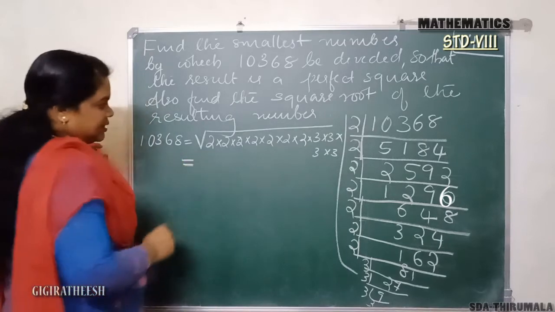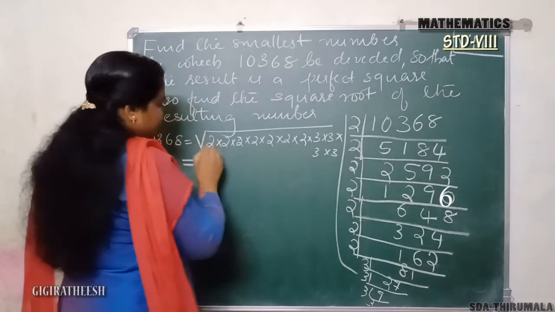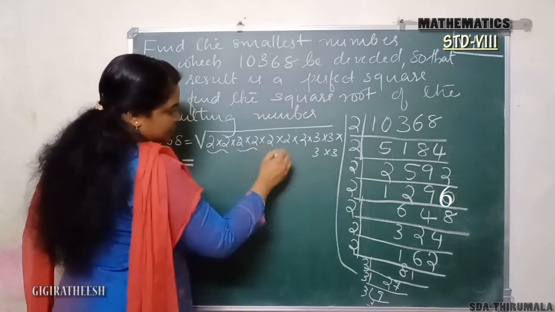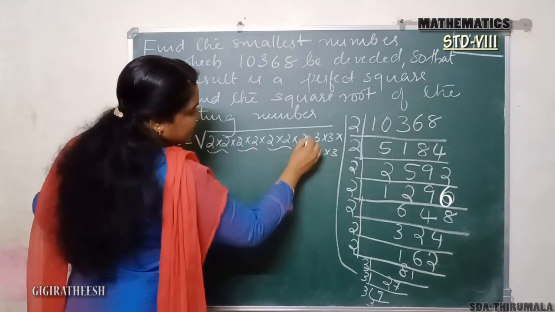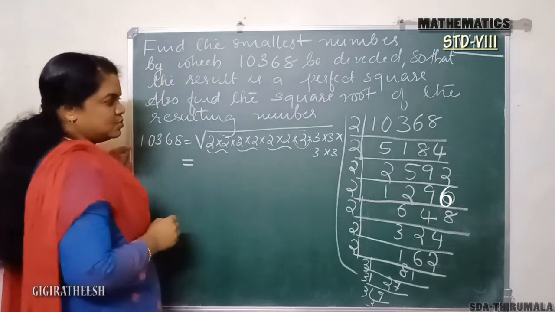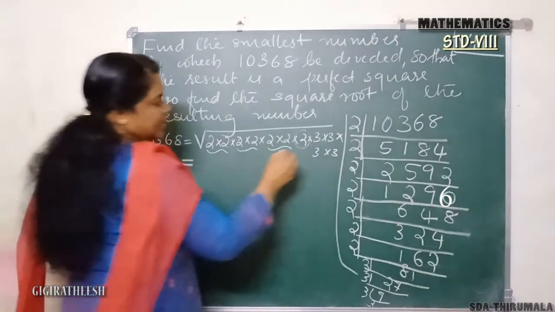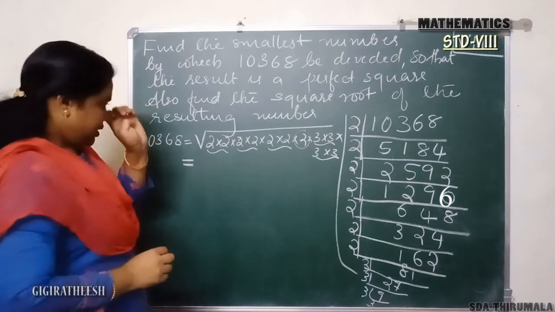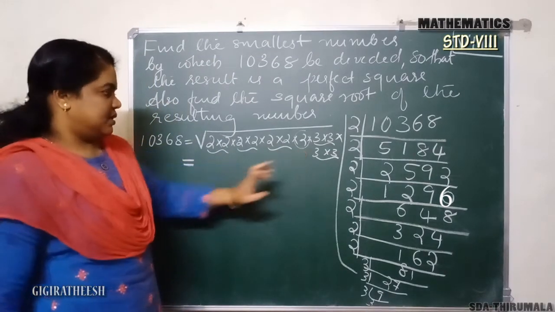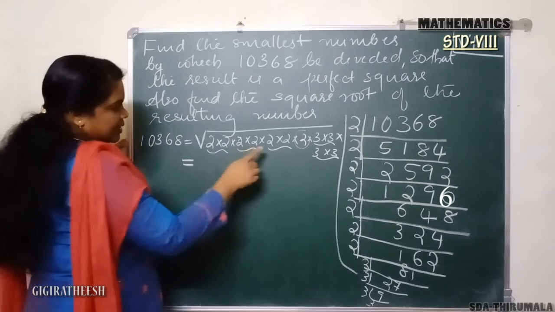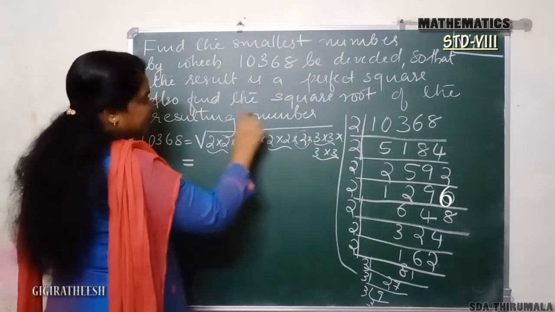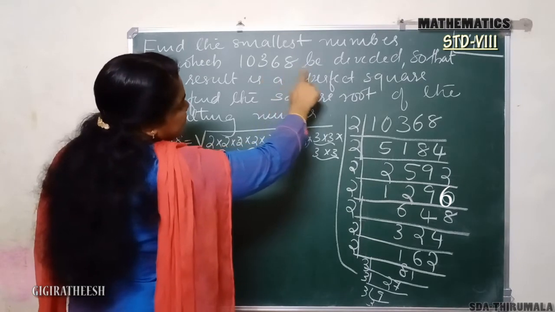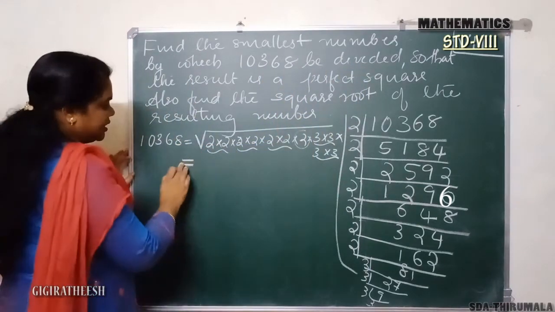10,368, and after that, by grouping, these two twos, and then these twos, and here there is a 2 left. And then after that 3 and 3. While grouping, there is a 2 left here, so that 10,368 must be divided by 2.